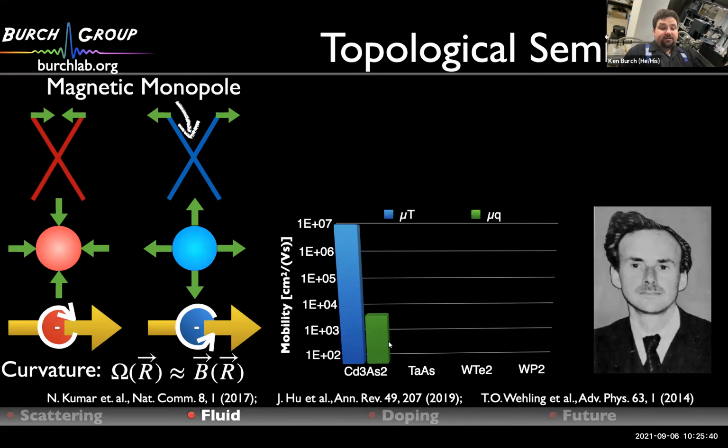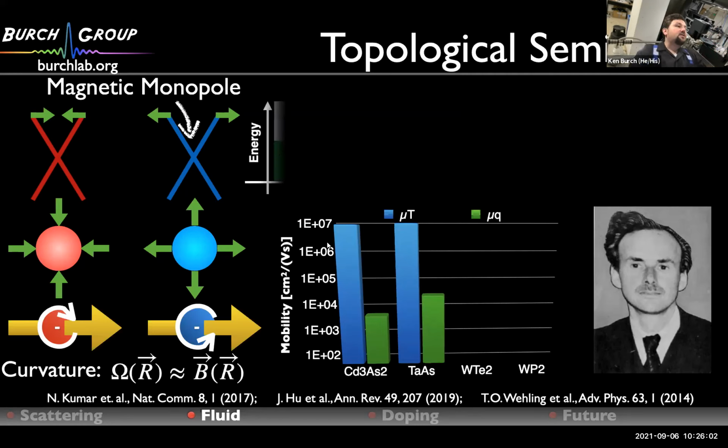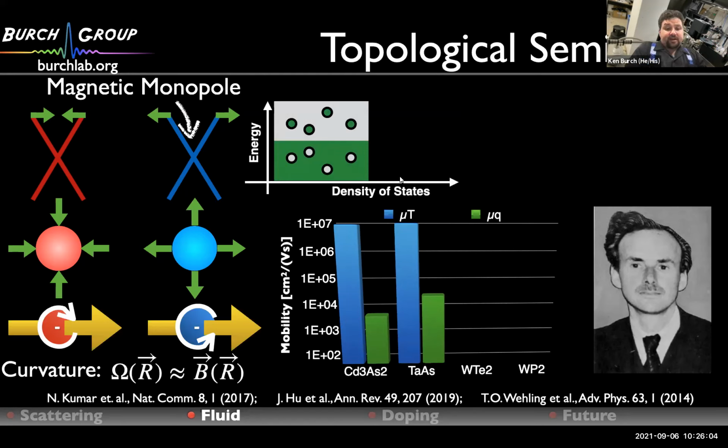So somehow single particles scatter constantly, but if you try to move them in the forward direction, they rarely scatter at all. Okay. Similarly, if you look at tantalum arsenide, which is a Weyl semimetal, you find exactly the same behavior, right? You get large transport mobilities, very short single particle mobilities, at least in comparison, right? Orders of magnitude difference.